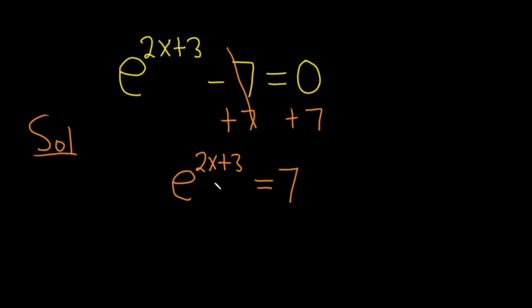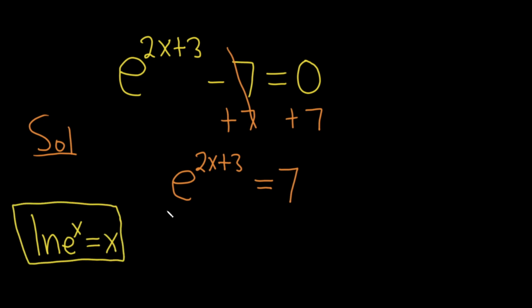And now we need to find x, but x is up here in the exponent. So in order to bring it down, we're going to use a very powerful formula. Formula says if you have the natural log of e to the x, that's equal to x. This is extremely useful and super powerful. So what we'll do now is we'll put an ln on both sides. Basically, we're taking the natural log of both sides of this equation. So we have the natural log of e to the 2x plus 3 equals the natural log of 7.